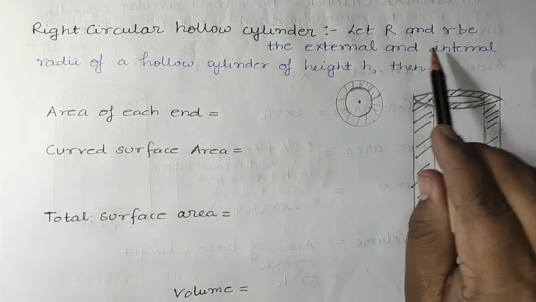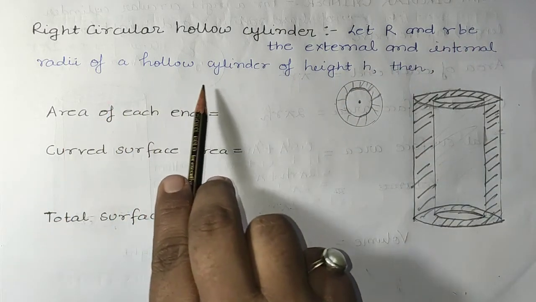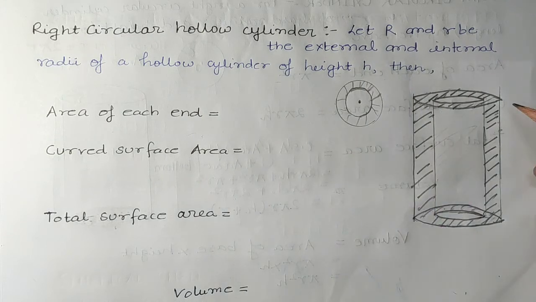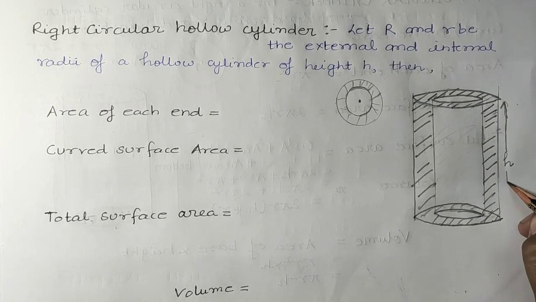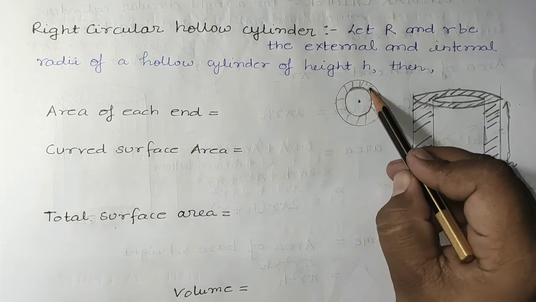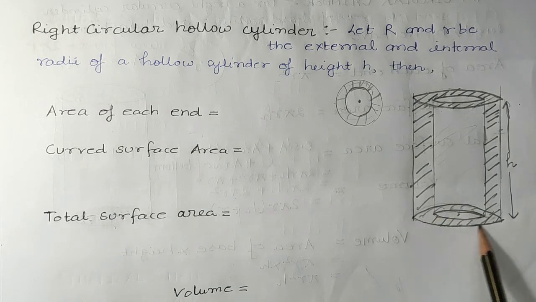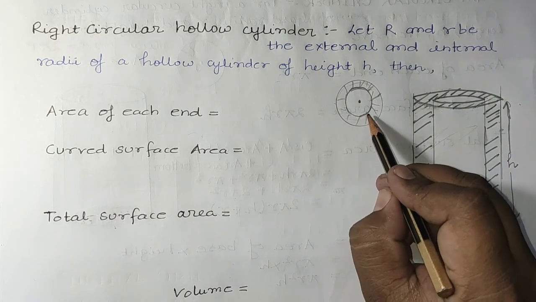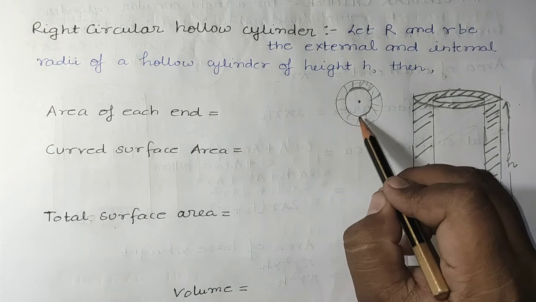Now what is written here? Let R, capital R, and small r be the external and internal radii of a hollow cylinder of height h. See, the height, or you can say the length of this hollow cylinder, is h. And if you observe this base or this top, you will find that it is in the shape of a ring. Two circles are there, this is its center. If you make it separately, you will make it like this. So two circles are there, so it is like a ring.